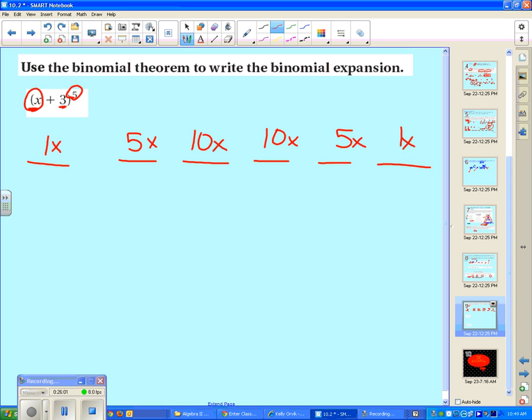And we're going to start with our highest exponent. So we have to the fifth power in our problem, the first term is going to be x to the fifth. From there, you're going to go down. So the second one's going to be x to the fourth, x to the third, x to the second, x to the first, x to the 0.